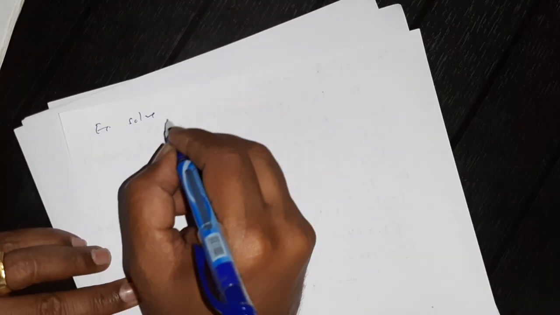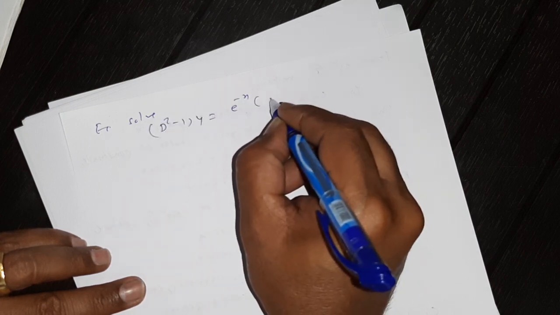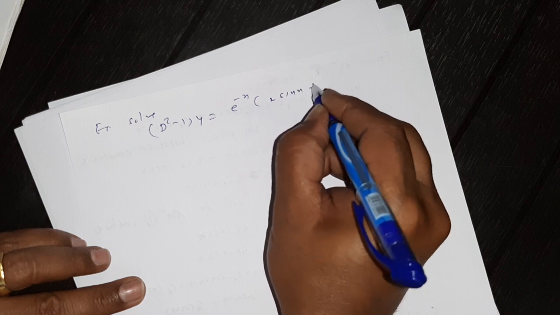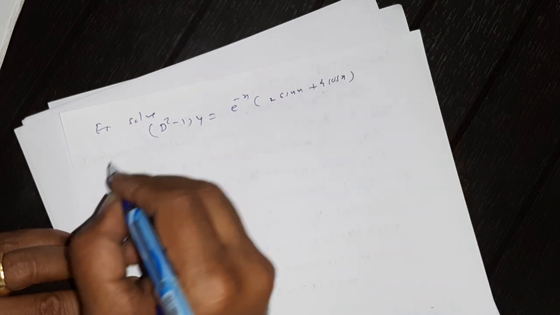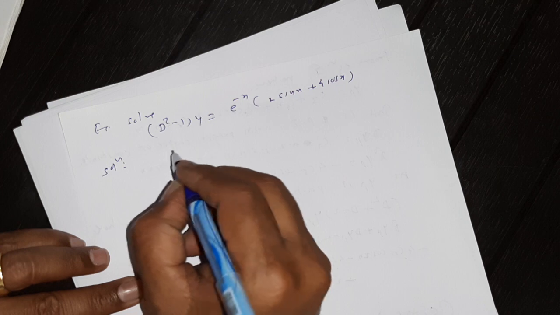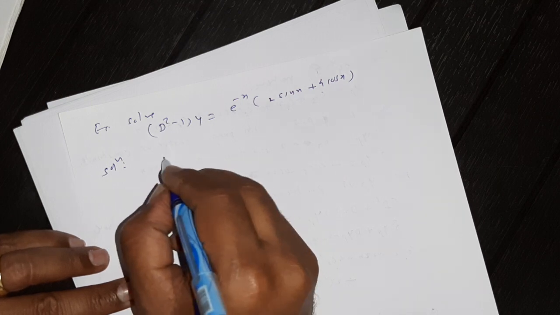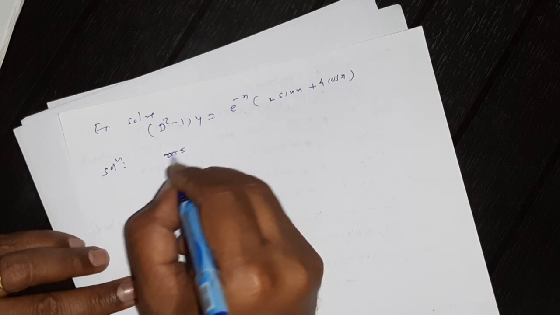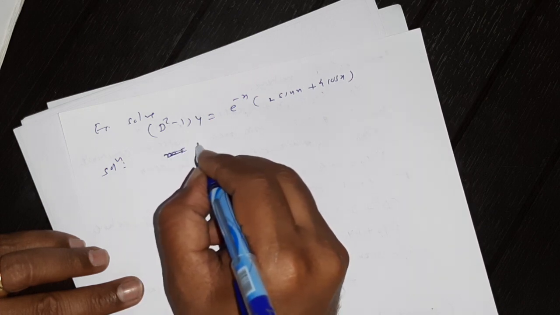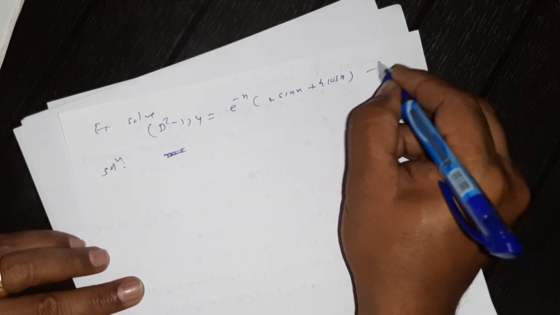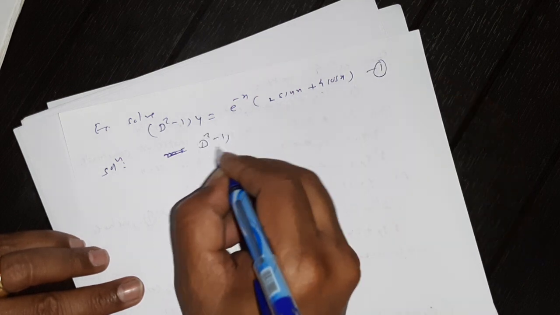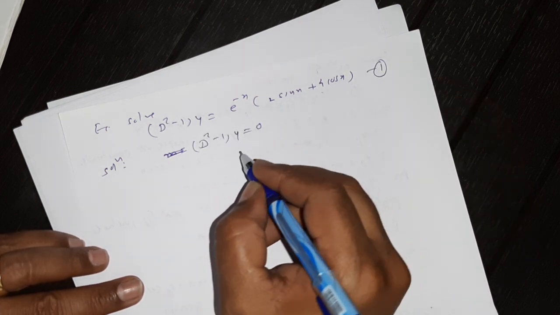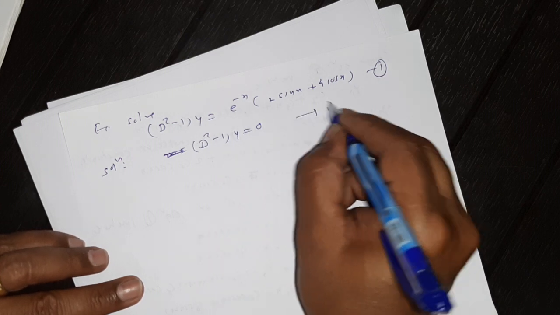Then next problem, solve d square minus 1 y is equal to e raised to minus x times 2 sin x plus 4 cos x. So in short, what is the auxiliary equation? The corresponding homogeneous differential equation is what? D square minus 1 y is equal to 0, the associated homogeneous differential equation.